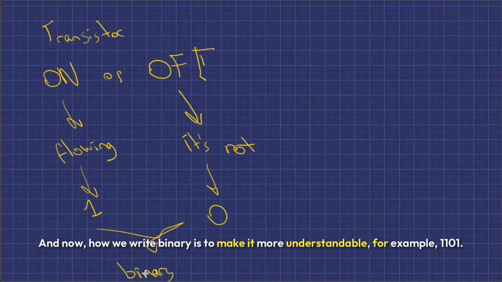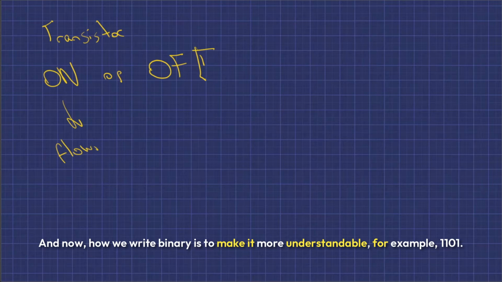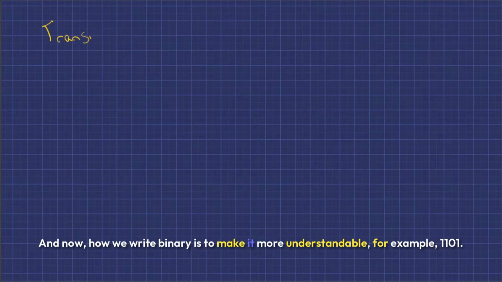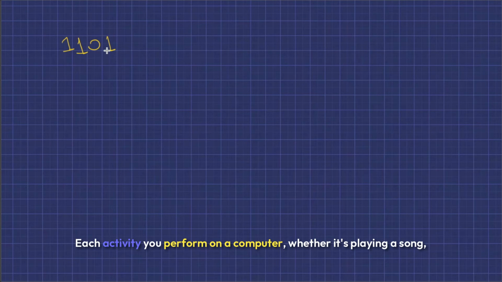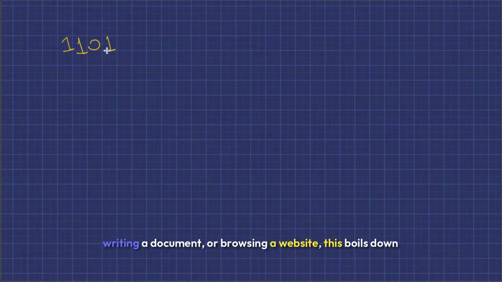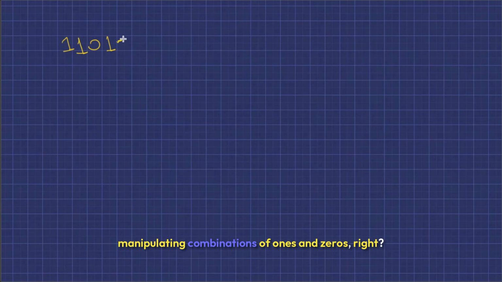And now, how we write binary is to make it more understandable. For example, 1101. Now, this is a binary number. Each activity you perform on a computer, whether it's playing a song, writing a document, or browsing a website, boils down to manipulating combinations of ones and zeros, right?